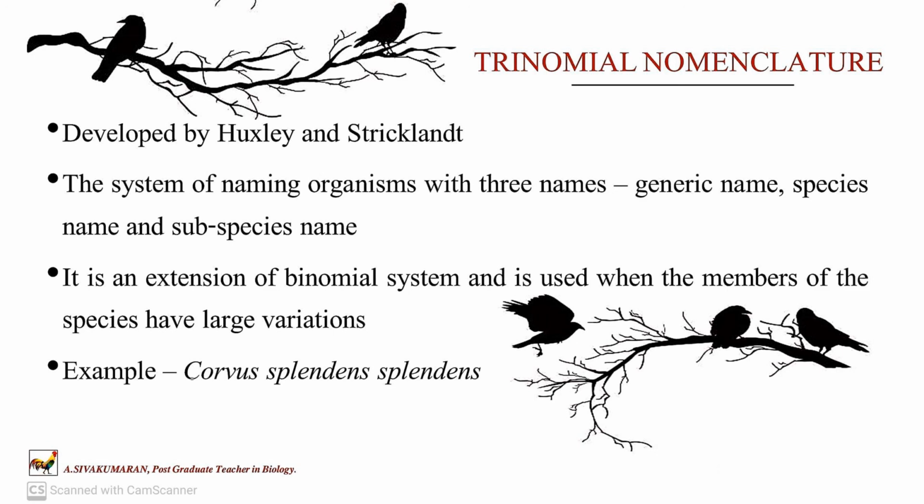When we group, we said the basic unit is species. Even among the species, if there are many similarities and dissimilarities, again you can group the species into subspecies. In such cases, we use the trinomial nomenclature. Example, Corvus splendens splendens. Here the two splendens refer one to the species, another to the subspecies name.